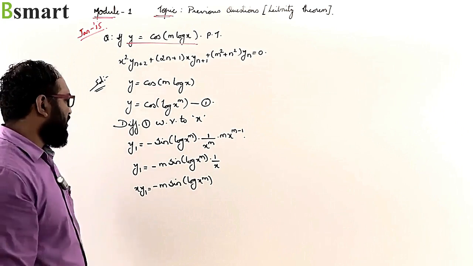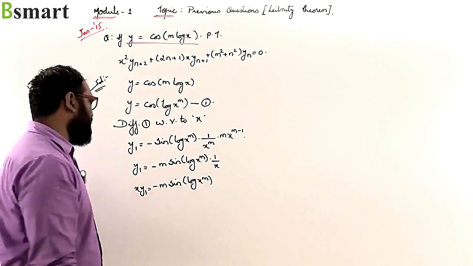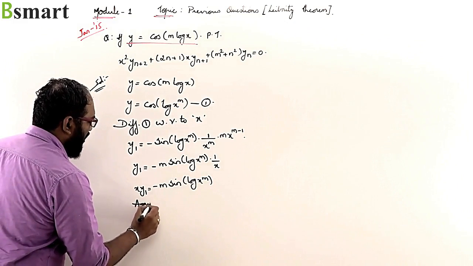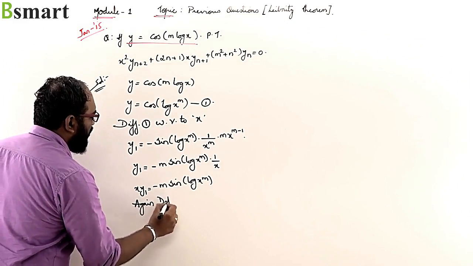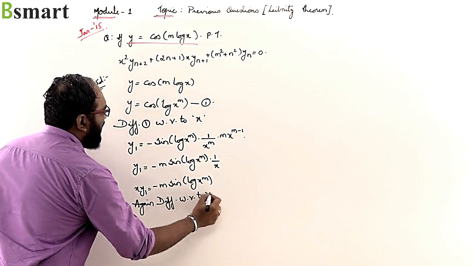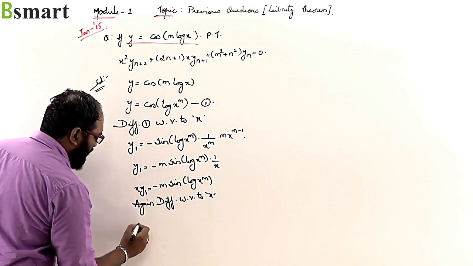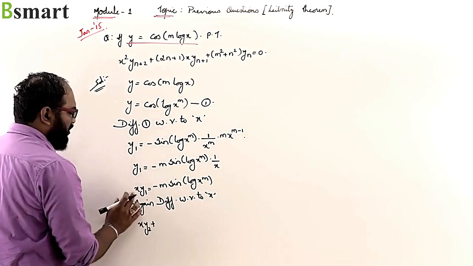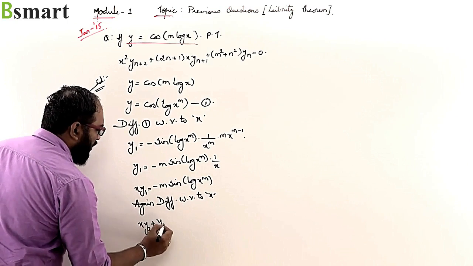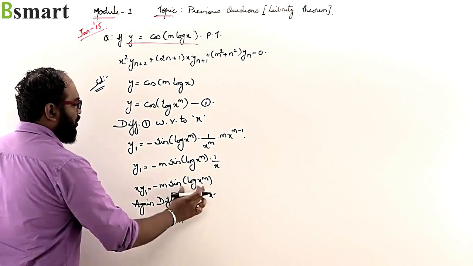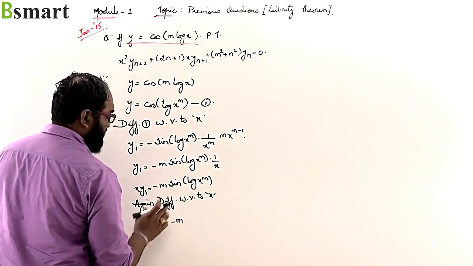Yes? Now differentiate again with respect to x. So again, differentiate with respect to x. If we are differentiating again with respect to x, then that will be x into y2 plus derivative of x is 1 into y1 is equals to minus m into cos of log, sine of log.